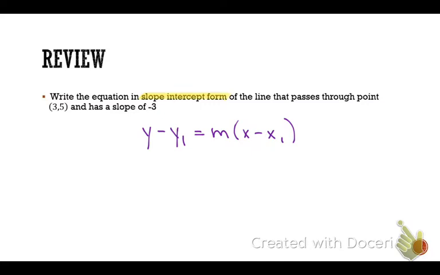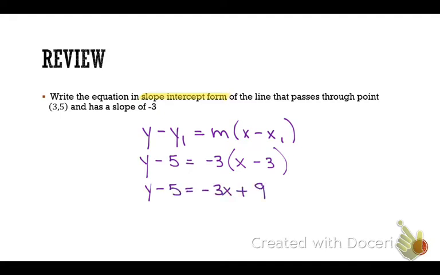Right? So basically, 3 steps here. Y minus y1 equals m, which is negative 3, times x minus x1. Okay? Now I'm going to distribute: y minus 5 equals negative 3x plus 9. One more step, guys. What is it? Add 5 on both sides. Okay? So now I have it in y equals mx plus b.